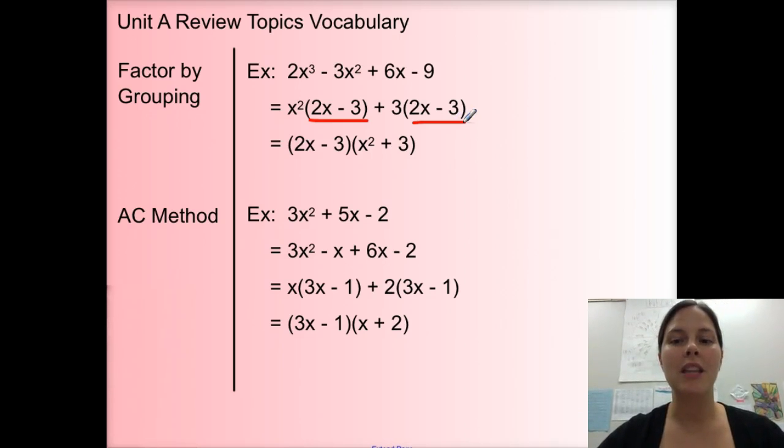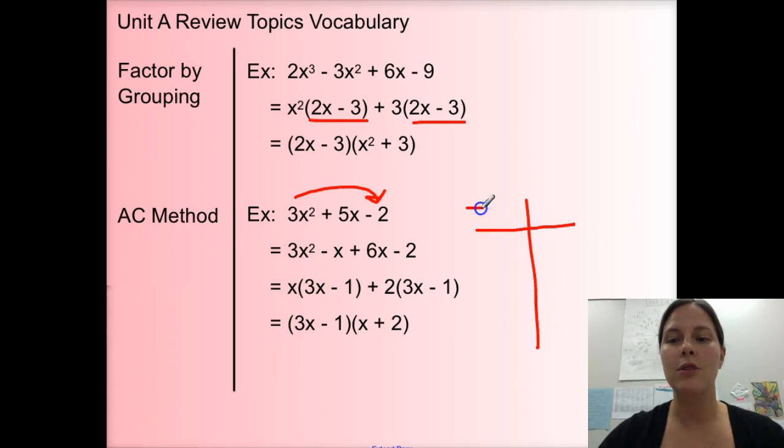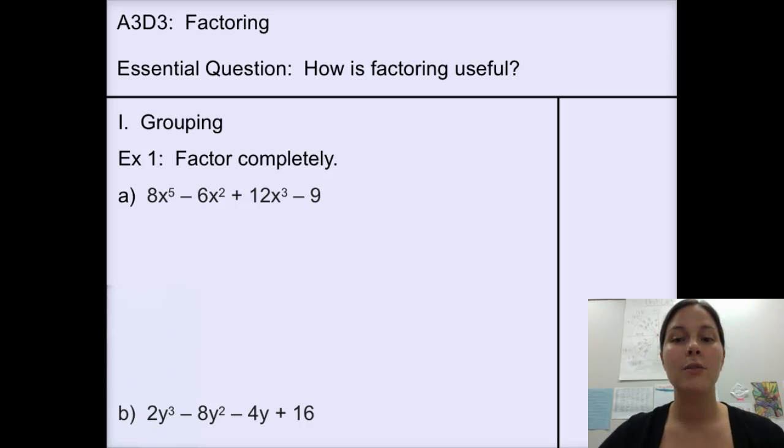For the AC method, the one additional step is you multiply the lead coefficient by the constant before you set up your t-chart. So 3 times -2 is -6, so we're finding the numbers that multiply to -6 and add to 5, which in this case would be -1 and 6. So we rewrite that middle term of 5x as a -1x plus a 6x, and then we can factor by grouping after that. So we've got our same essential question, how is factoring useful?